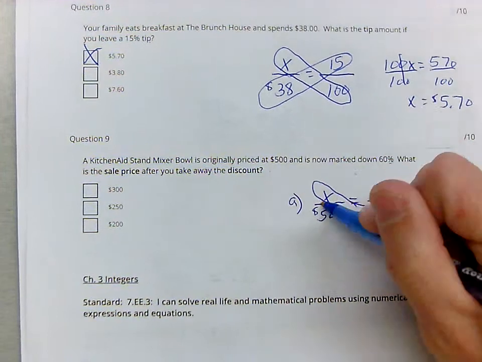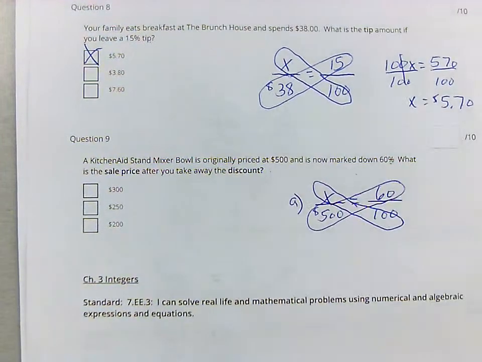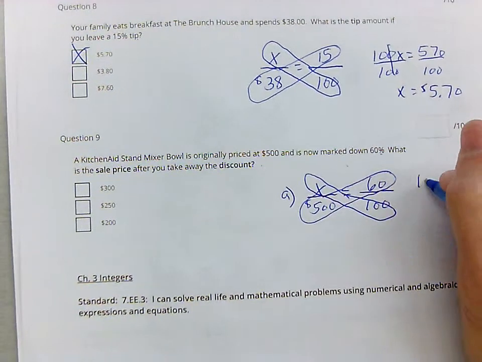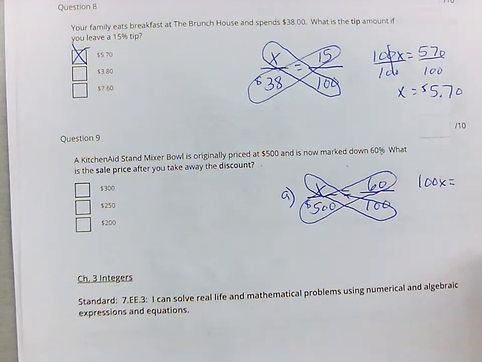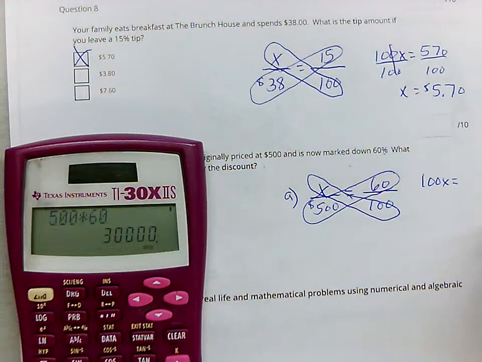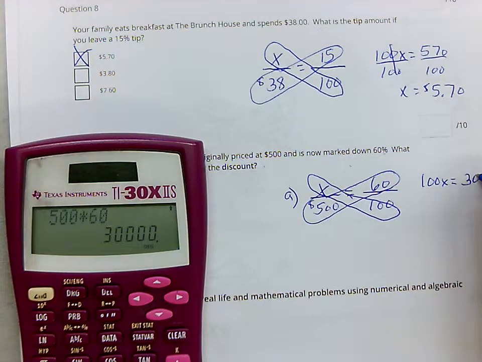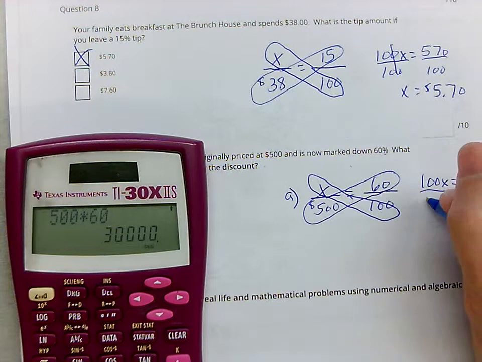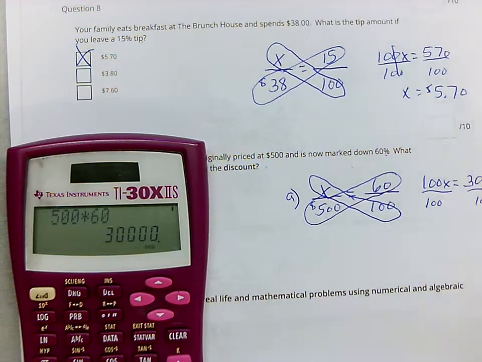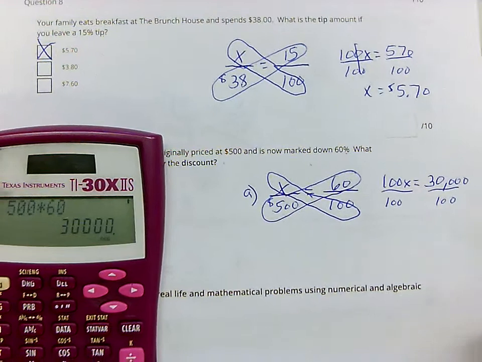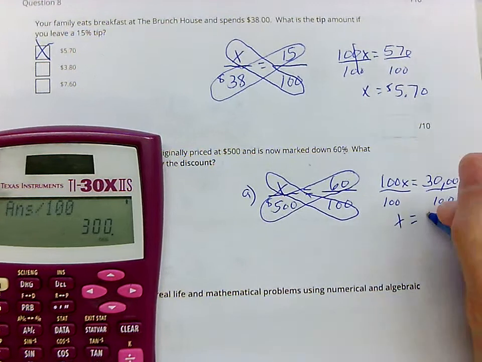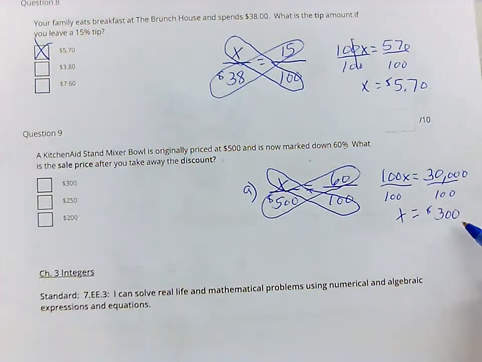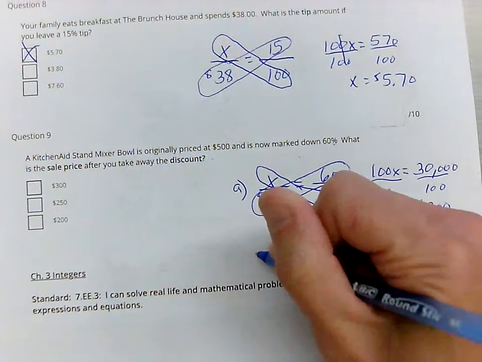Same process we've been doing here so far on the Chapter 2 problems, butterfly method. So put this over here, 100 times x, and then do 500 times 60. And you get 30,000. Divide by 100. X equals 300. Now that's just the discount. We're not done yet, okay? So you're saving $300 on this mixer.